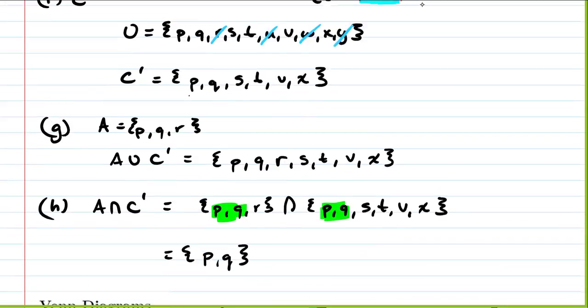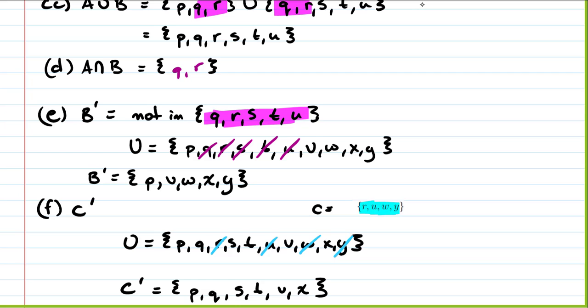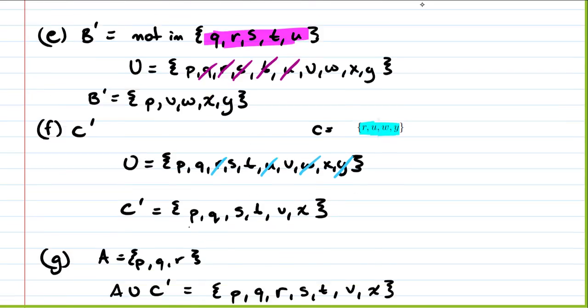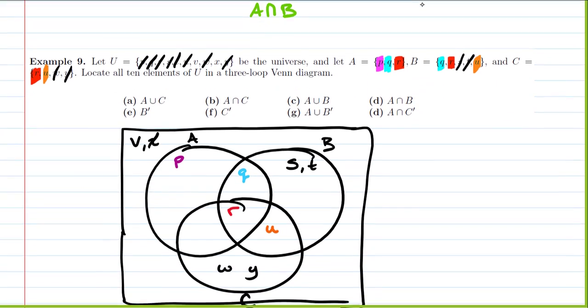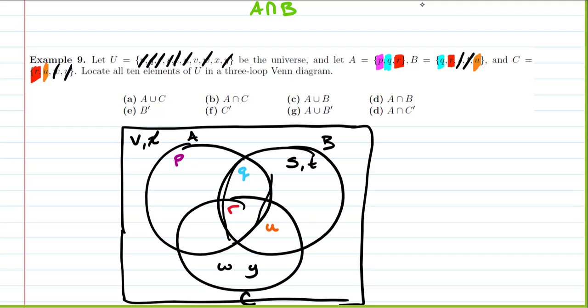Well, that was our answer to D up here, right? Oh, Q and R, right? Because in our Venn diagram, that is this portion right here. So that's A and B. So what would be A and C?